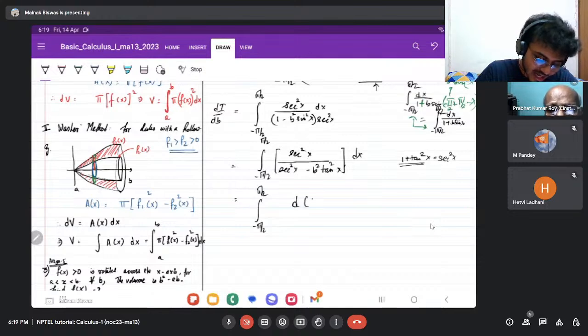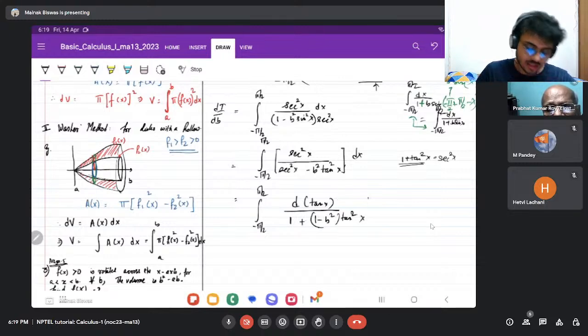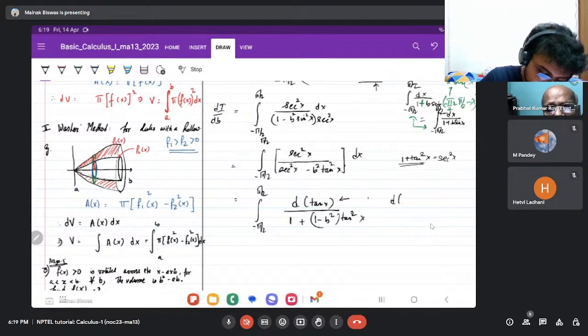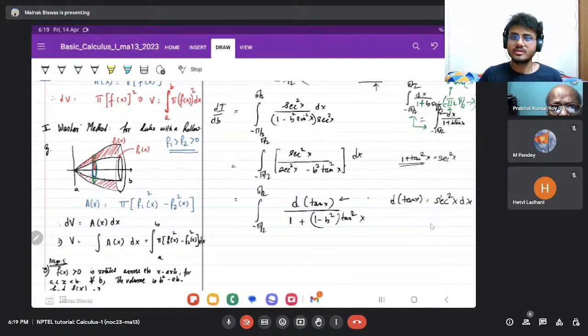So d of tan x in the numerator, and the denominator will become 1 plus tan square x minus b square tan square x, right? This will become your integral. So why did I write the numerator as d of tan x? The differential of tan x is sec square x dx, right? Agreed?